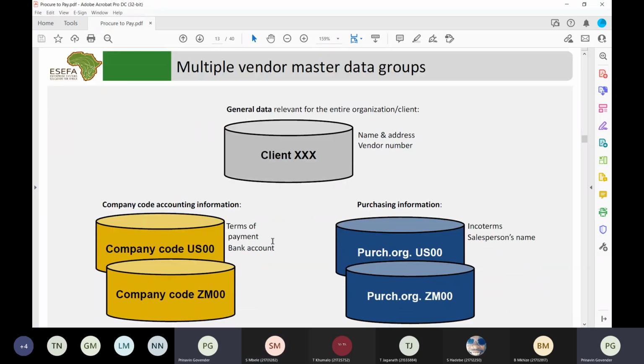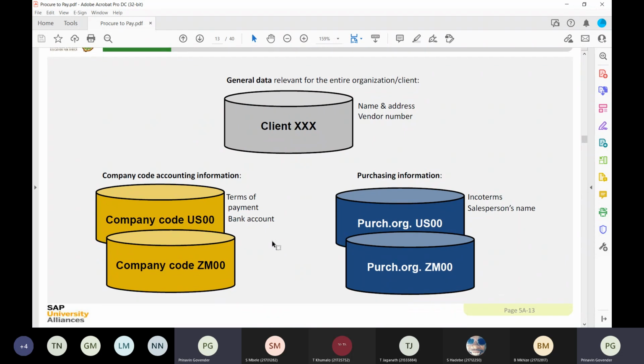Right, so let's look at multiple vendor master data groups. Here's the client, and the client will have a particular number. I think you should know that. The company code US00. Hey, look at our company code, ZM00. Isn't that cool? I'm sure you'll remember that from S4HANA, the ZM code. The purchasing organization code ZM00. Well, you know that we're dealing with the Zambikes because all of you have usernames.